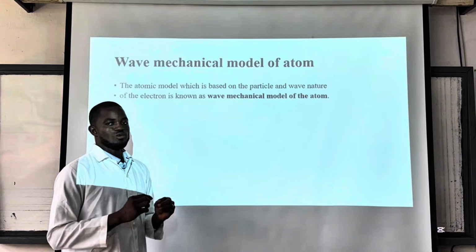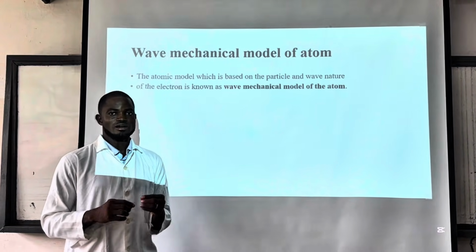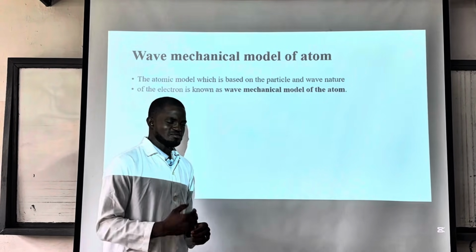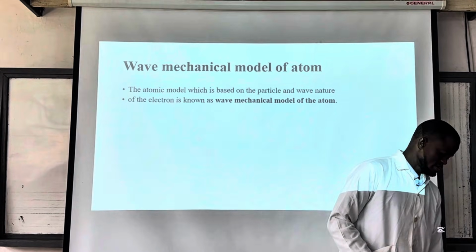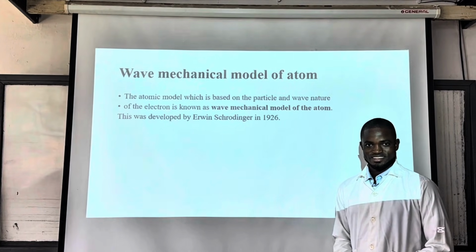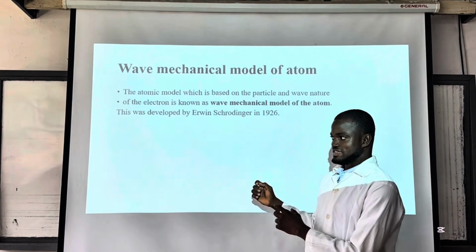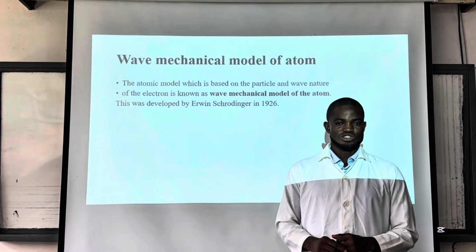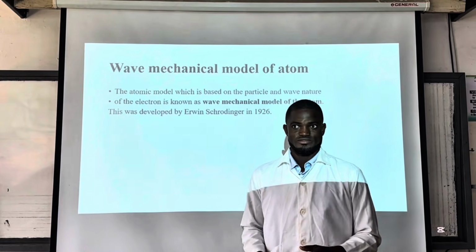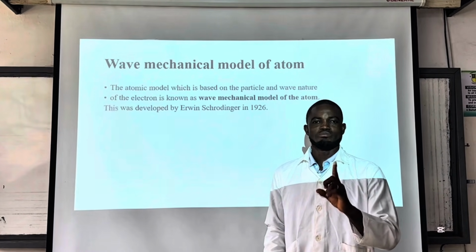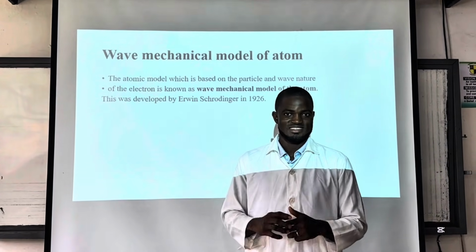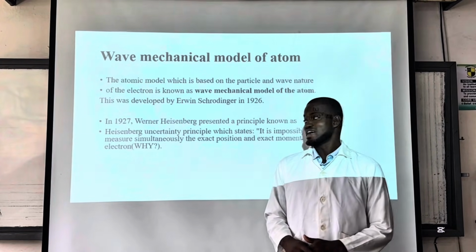The new model is called the wave mechanical model of the atom, and this talks about the electron behaving as a wave at the same time as a particle. This model was developed by a scientist called Erwin Schrödinger in the year 1926. Based on his idea, Heisenberg came out with a principle which says that if the electron behaves as a wave, then it is not possible to measure the exact position and, at the same time, the momentum of an electron with accuracy. That is what Heisenberg said.